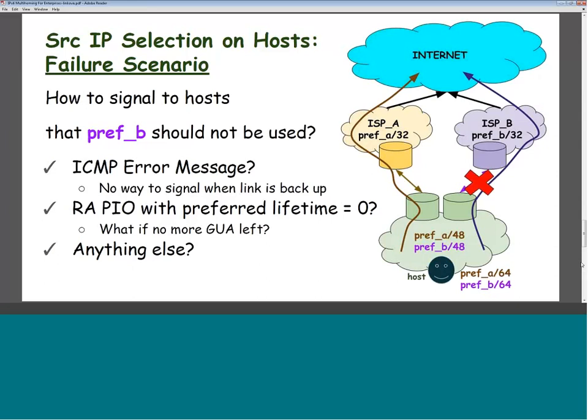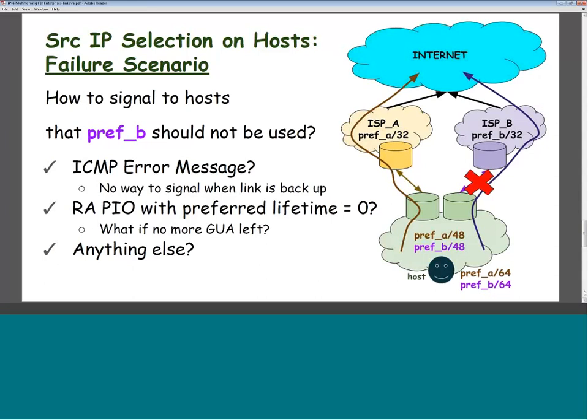I think in Buenos Aires, someone mentioned, like, can we send an ICMP message back saying don't use this address? The problem is we probably can find a way to tell the host not to use this address, but we need to signal it back when the link is back up. Because let's say ISP B is my primary and I want hosts normally using prefix B address space, and then the link to ISP B goes down. So we need to make sure that hosts stop using prefix B address space, but start using it again as soon as the link is back up. So currently I've seen some, again, very dirty, ugly solutions of sending RA with prefix information options with preferred lifetime 0.